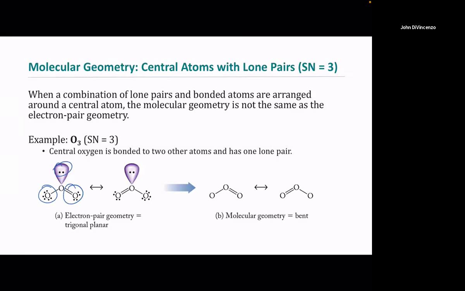The electron domain geometry, that's just steric number of 3, so that's trigonal planar. But the molecular geometry is bent. You see, we don't consider that lone pair. We're just interested in the atoms. And that's bent. Some people call it angular. Questions? We good?